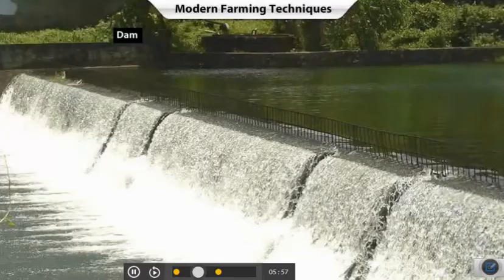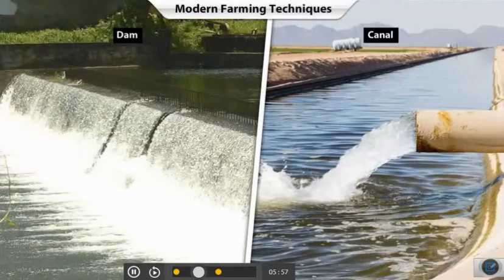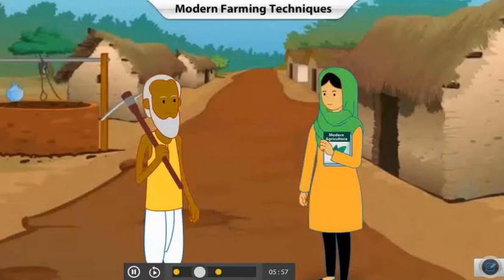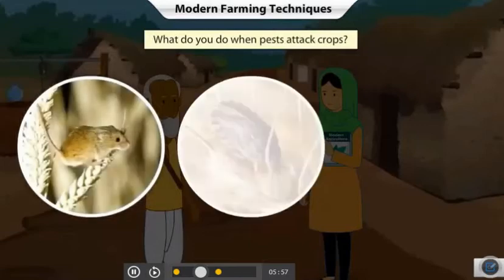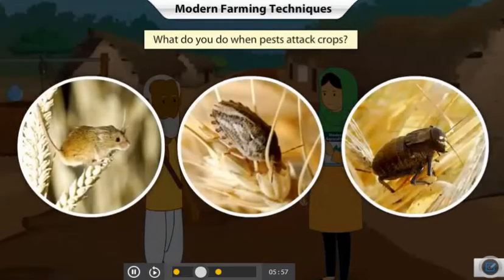Besides this, dams and canals can also be constructed, and the water collected can be used to supply water to more than one village at a time. This is very interesting. But what is the solution for the times when pests attack the crops in the fields?